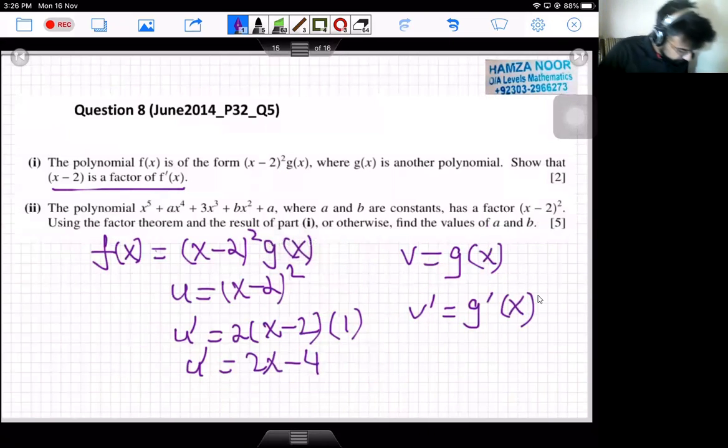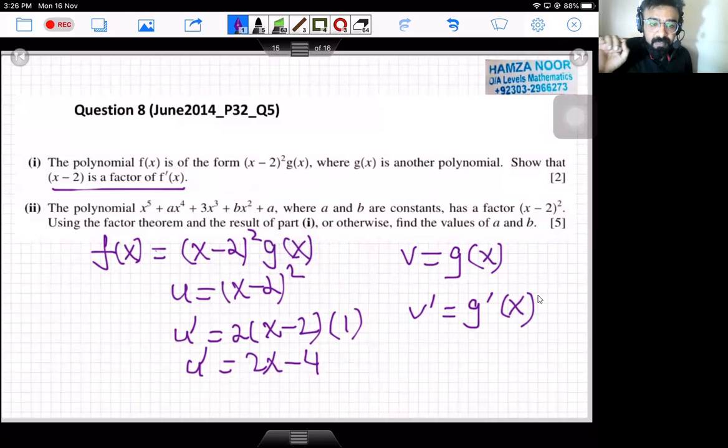As simple as that. Part 2 is saying that the polynomial x raised to the power 5 plus a x to the power 4 plus 3x cubed plus b x squared plus a, where a and b are constants, has a factor of (x minus 2) the whole thing squared. Using the factor theorem and the result of part 1 or otherwise, find the values of a and b.